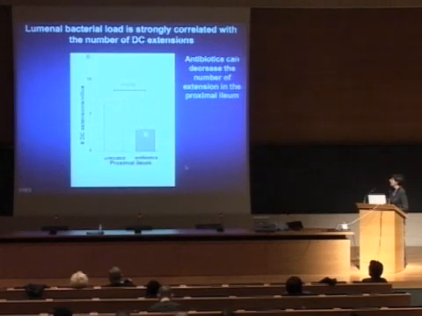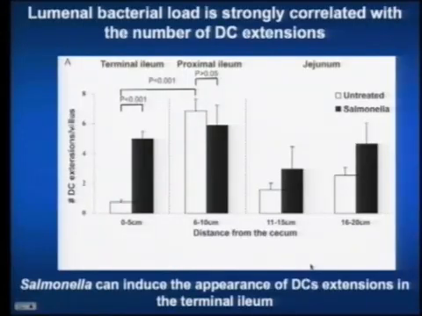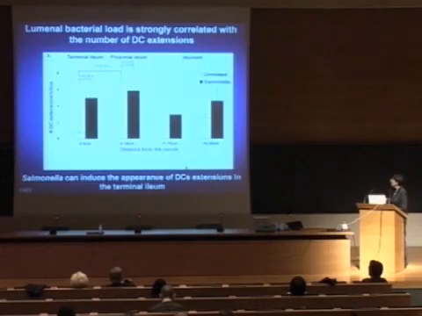And indeed, this is exactly what we see. This is in the proximal ileum, so the upper part of the ileum in the small intestine. You can see that there is a decrease by giving broad spectrum antibiotics. And it's also interesting that the number of the extensions of the dendrites depends on the region of the intestine that you're looking at, because if you look at the terminal ileum, you see less constitutively expressed extensions, but this can be induced just by giving salmonella orally. You can have a higher number of the extensions, whereas in the proximal ileum, there is not much difference.